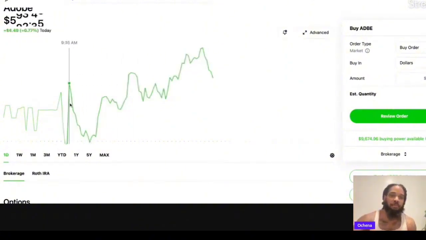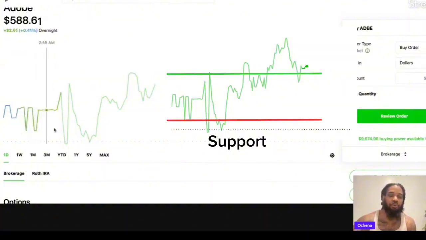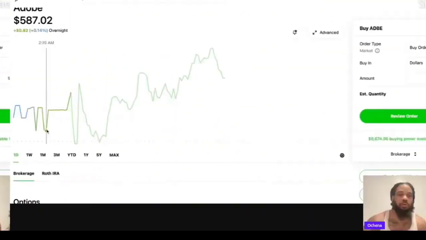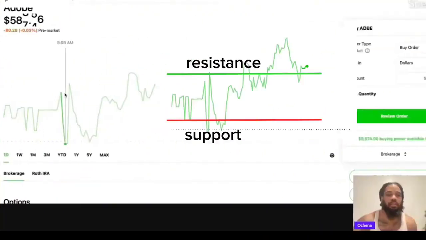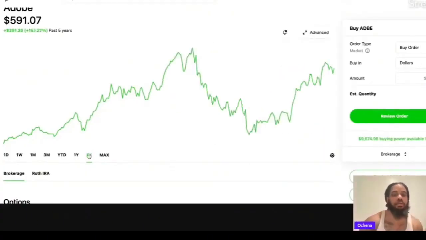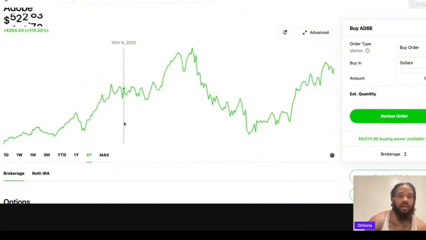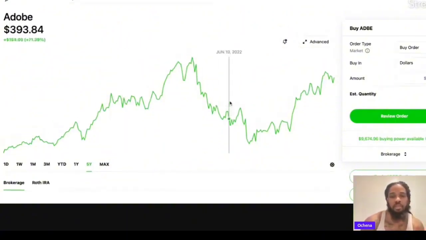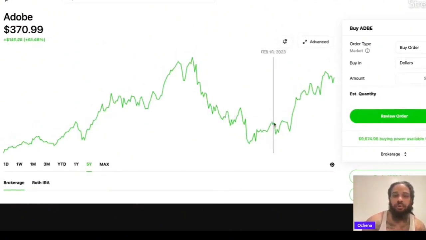And then for our support line, we're going to find a lower part of the stock. So for example, you're going to draw a support line down here. We want to have a support line and a resistance line. What I did to determine where I wanted to get in, I went to this 5-year chart right here. At the time when I was buying the Adobe option, I pretty much came to February.